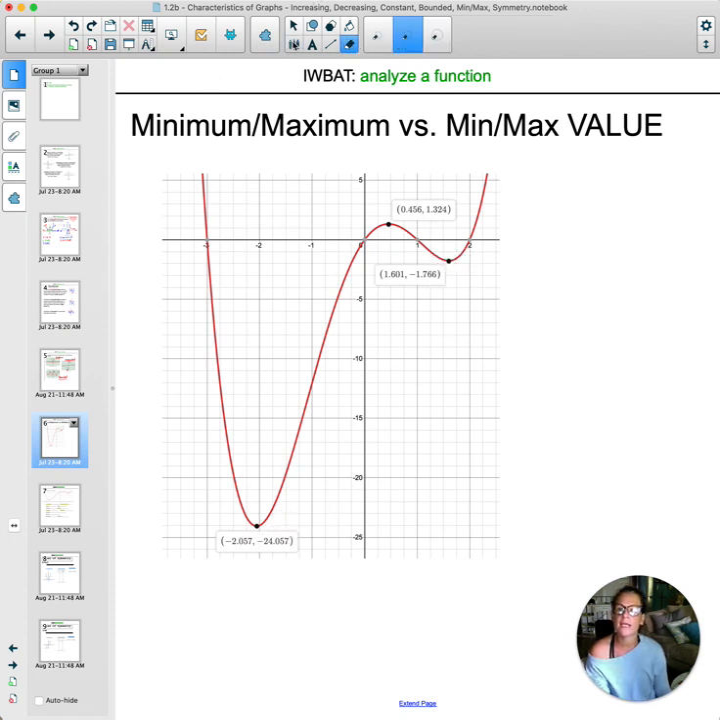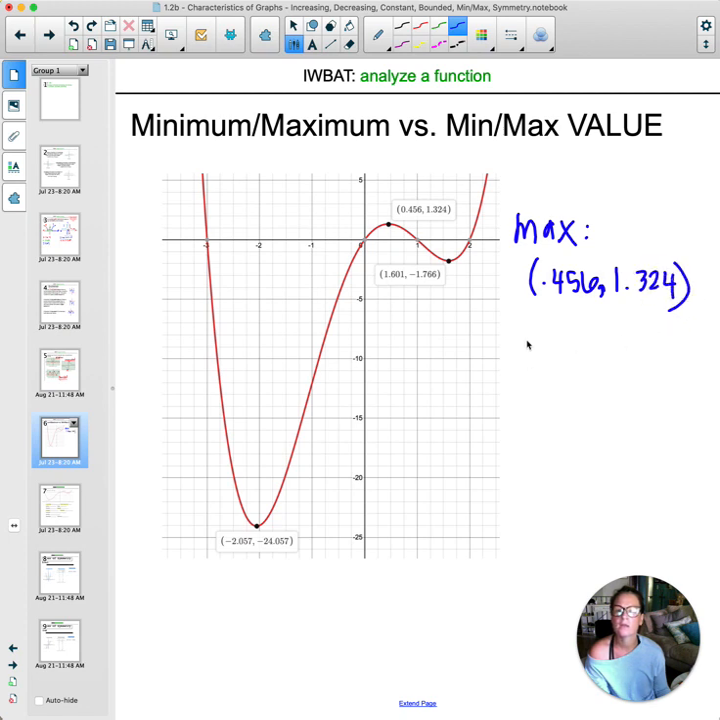So if we're going to name these mins and maxes, let's name the local max. If I asked for the maximum point or the local maximum point, you would actually name the ordered pair 0.456, comma 1.324. And then if I asked for the max value, there isn't a max value in this case because this function goes up to infinity.